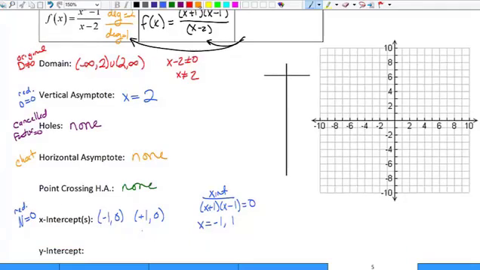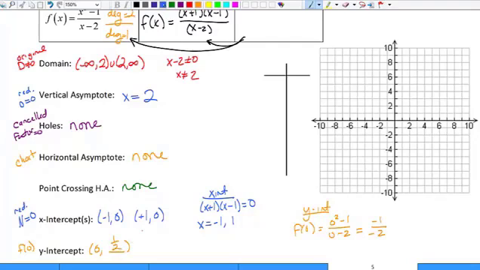And the y-intercept, I'm going to find by evaluating the function at 0. So f of 0 is going to be 0 squared minus 1 over 0 minus 2, which is negative 1 over negative 2, which is positive a half.